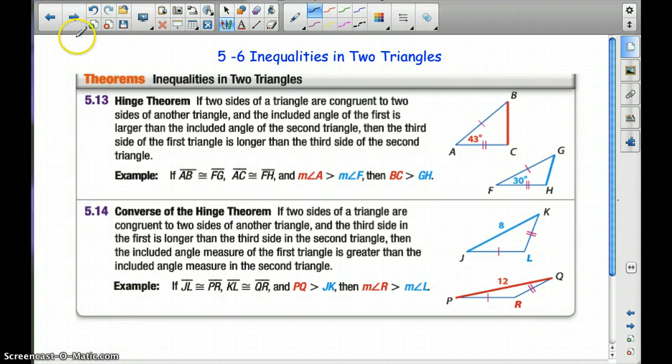So you're going to need your packet for the Hinge theorem and the converse of the Hinge theorem. And go ahead and write this example down. Pause the video.